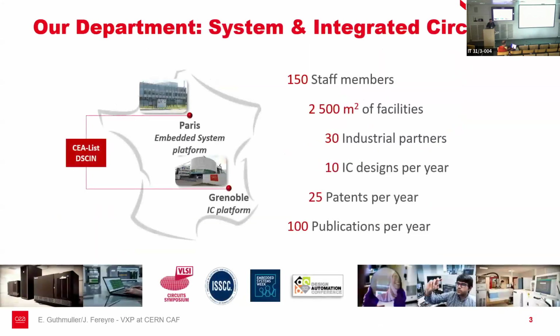Okay, let's start. Just to present ourselves, where we work. We have a department inside CEA LIST. LIST is, let's say, the software institute of CEA, but we work more on hardware in our department. We are about 150 people. We have two locations, one around Paris and one in Grenoble, where Jérôme and I are located. Just to give you some idea, we make about 25 patents per year and 100 publications.